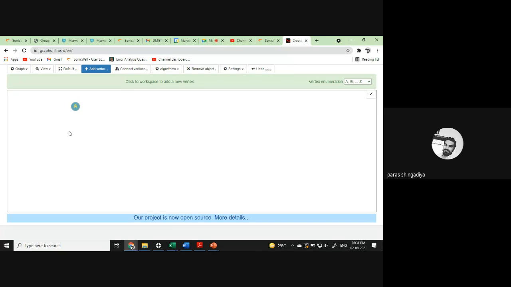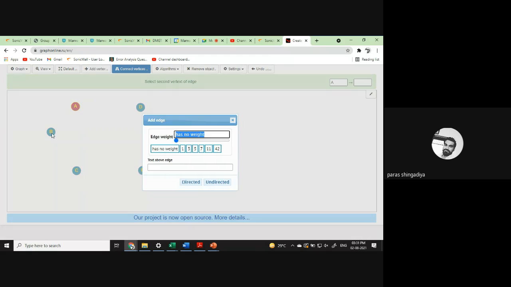Let's first add a vertex, any arbitrary vertex. Otherwise, if you have a fixed graph, then you can also include it here. Otherwise you can also draw here, and now let's connect it. So here, how can we mention the weight on the edge?